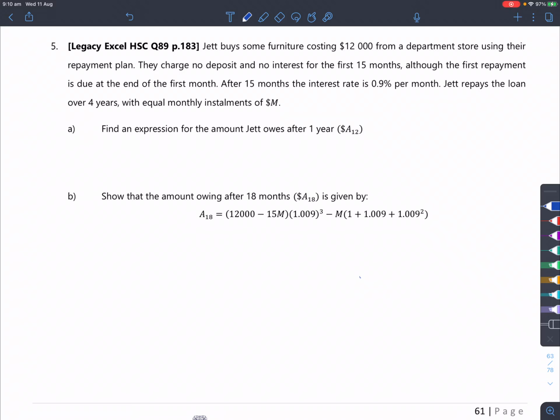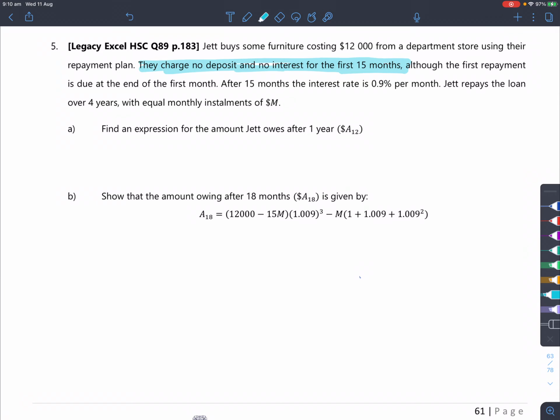In today's lesson, we'll be finishing off our knowledge on time payments or loan repayment questions. So we're starting off with question 5 here on page 61. Jet buys some furniture costing $12,000 from a department store using the repayment plan. They charge no deposit and no interest for the first 15 months, which I think is very important, so I'm going to highlight that.